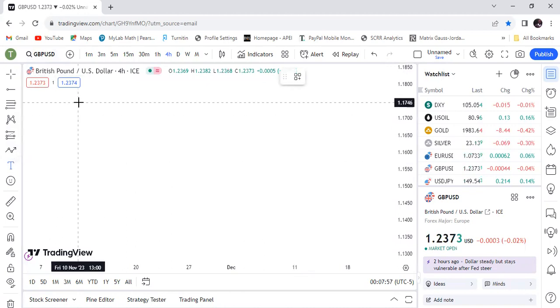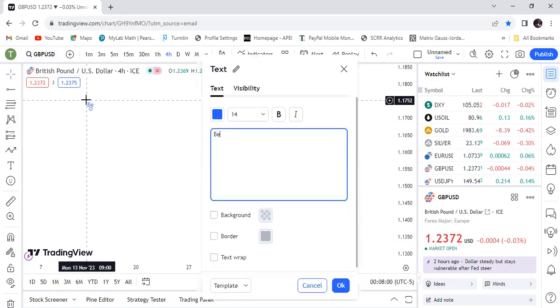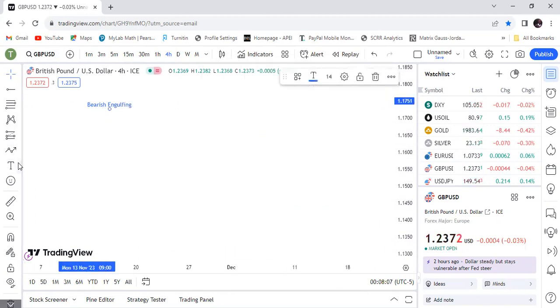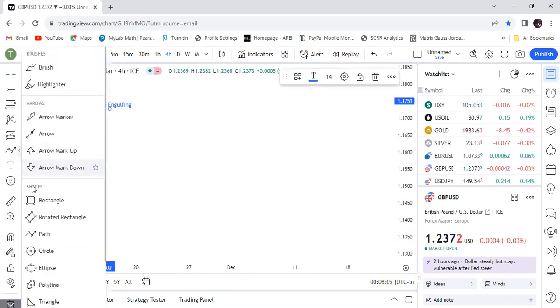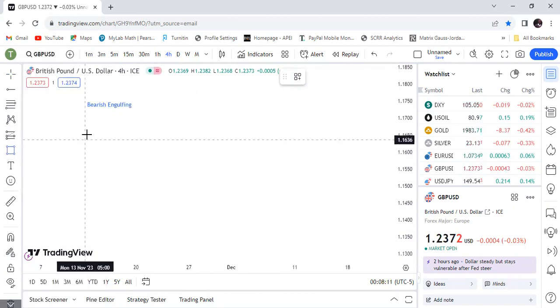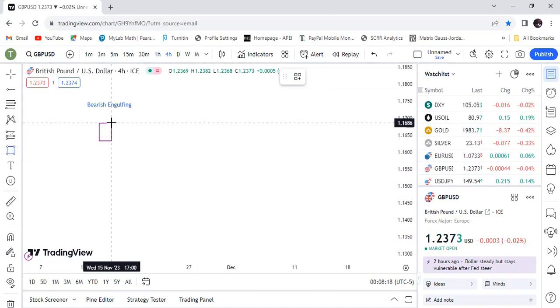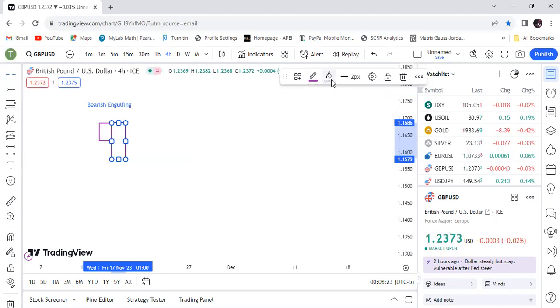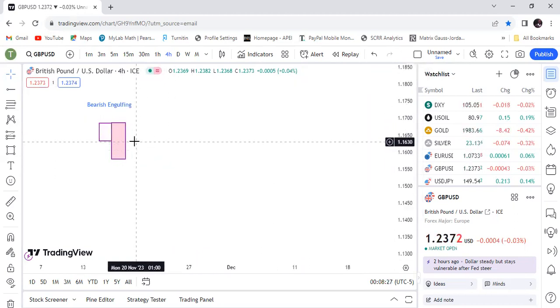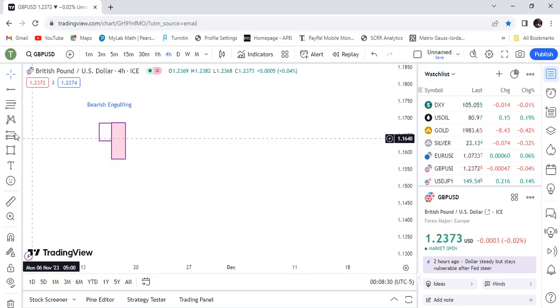So the next thing we want to look at is the bearish engulfing. For it to be a bearish engulfing, it has some special characteristics. Number one, the first candle needs to be a buy candle, and the second candle needs to be a sell candle. So I'll just shade the body of the second candle to signify that it's a sell candle.